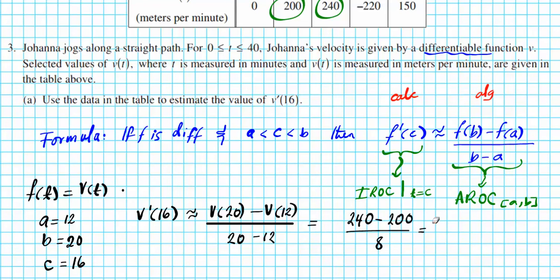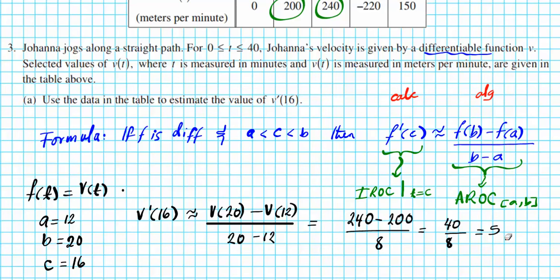I'm going to do it all the way. 240 minus 200 is 40. 40 divided by 8 is 5. So the instantaneous rate of change can be approximated using this value right here. This is the approximation of the instantaneous rate of change of the velocity.